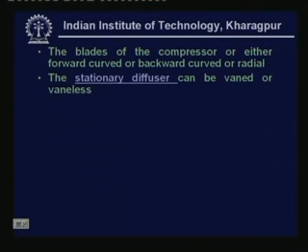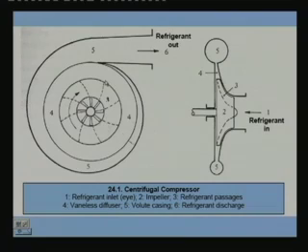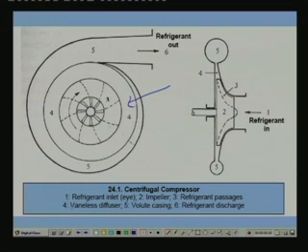The stationary diffuser can be vaned or vaneless. I have explained that you have a component called the diffuser. This space is called the diffuser, as you can see, and here this is a vaneless diffuser. That means it is a simple empty hollow ring where you do not have any vanes. You can also have a vane diffuser. That means inside the diffuser you can have vanes. For example, you can have this kind of vanes.